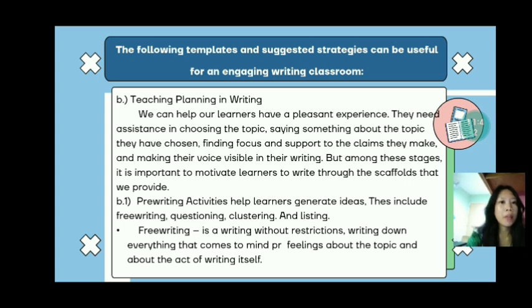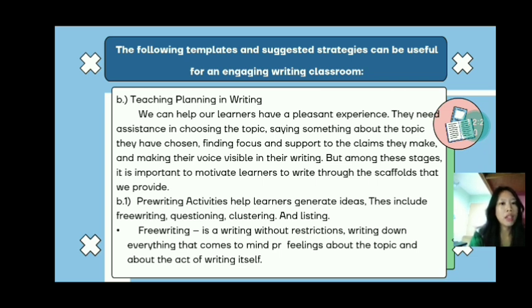B is teaching planning and writing. We can help our learners have a pleasant experience. They need assistance in choosing the topic, saying something about the topic they have chosen, finding focus and support to the claims they make, and making their voice visible in their writing. But among these stages, it is important to motivate learners to write through the scaffolds that we provide. So, even though the learners have the freedom to express their own thoughts and ideas, we should also give them the guide or the proper way of writing.